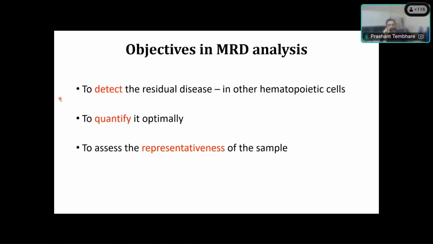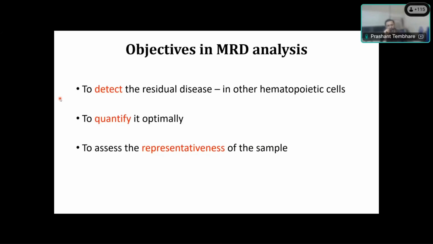And the third objective is to assess the representativeness of the sample. What does it mean? That means usually the bone marrow is the ideal sample for MRD detection or MRD assessment in acute leukemia patients.